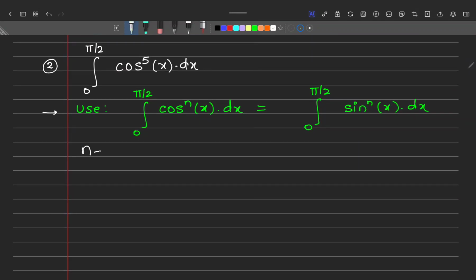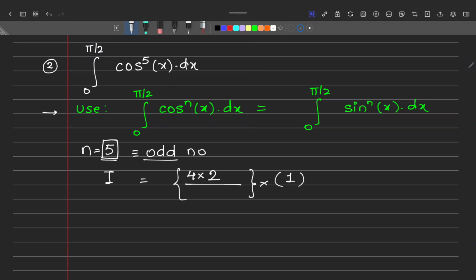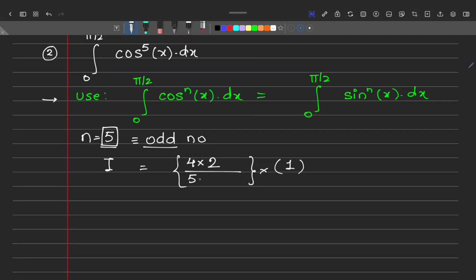In this case, what is your value of n? n is equal to 5. 5 is an odd number, so we use the second formula. Therefore, your value of integration will be, we take that bracket and it will be followed by simply 1. So in the numerator, we start with n minus 1. So n minus 1 is 4. 4 is an even number, so we take the product of even numbers in the numerator. Denominator will be 5 into 3. Check, the last term should be 1 or 2 in the numerator and 2 or 3 in the denominator.